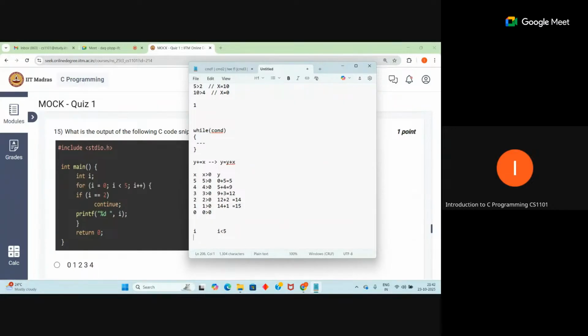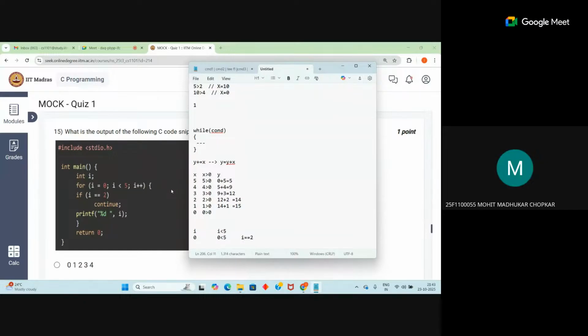So let us take the initial value of i: 0. What is the condition? 0 less than 5, which is true. So here we have a compound statement. The body is a compound statement. Curly braces again mean a compound statement. So inside the body, it is checking if i equal to 2. Is it i equal to 2?